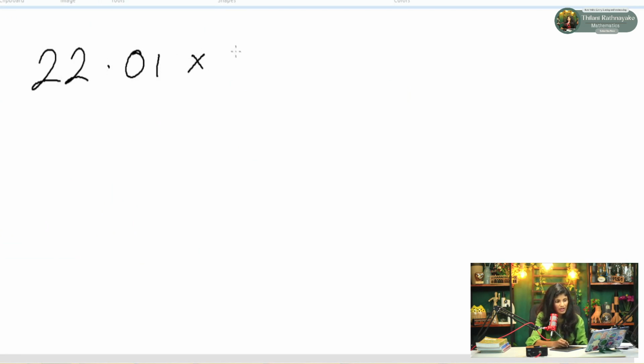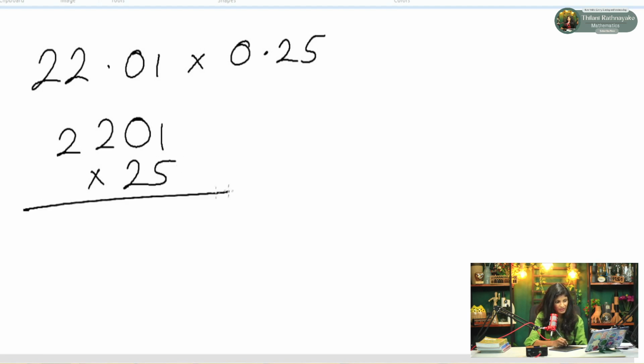22.01 multiplied by 0.25. Okay, now we have a lot of numbers in this question. Again, what I'm going to do is 2201 multiplied by 25. Just do it the same way we do normal multiplication. 5 times 1, 5, 5 times 0, 0, 5 times 2, 10. 1 is remaining, here 10 and 11.